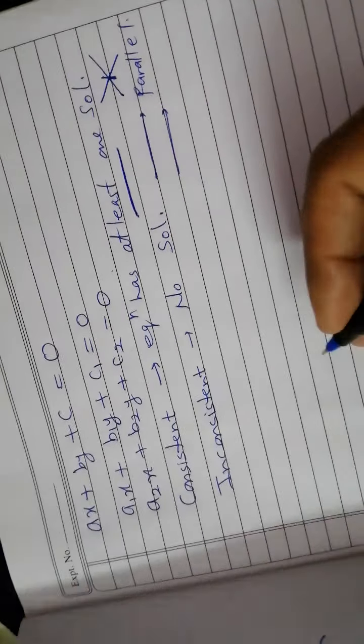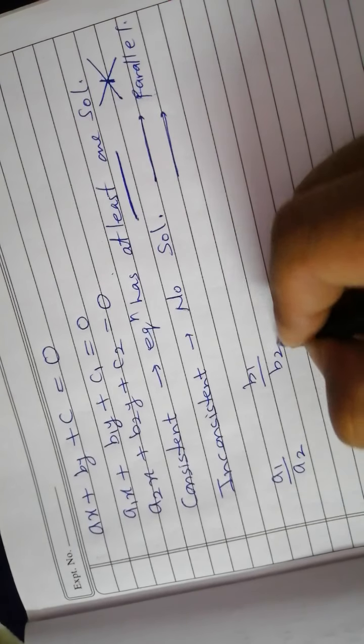Now you can see, we are going to compare the ratios a1 upon a2, b1 upon b2, and the third term, the constants c1 upon c2. In the first case, if a1 upon a2 equals b1 upon b2 equals c1 upon c2, which means all three ratios are equal, then we can say that the lines are coincident lines and they have infinitely many solutions. If two lines are coincident, then they have infinitely many solutions.